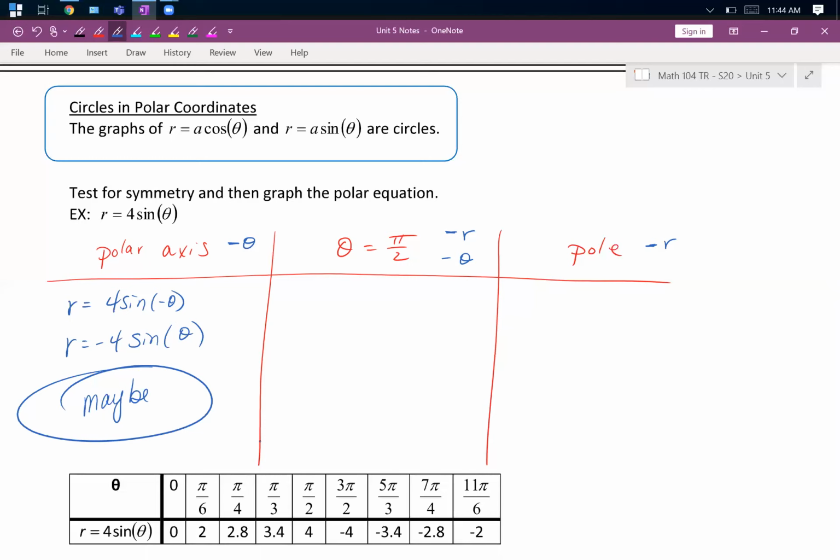Kind of like with the intermediate value theorem, right? We could get a for sure yes, otherwise it was inconclusive. Same kind of thing happening. We can get a for sure yes, but not a for sure no.